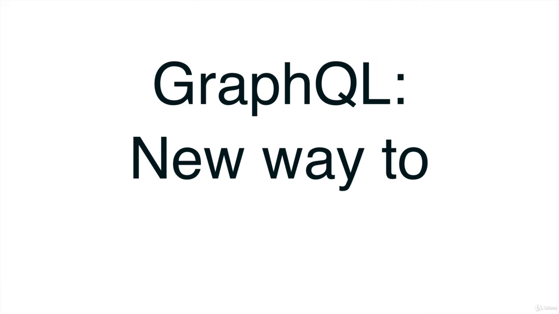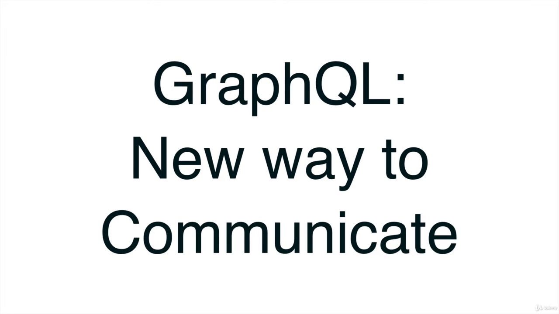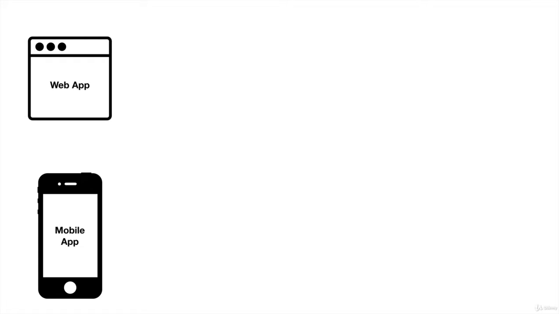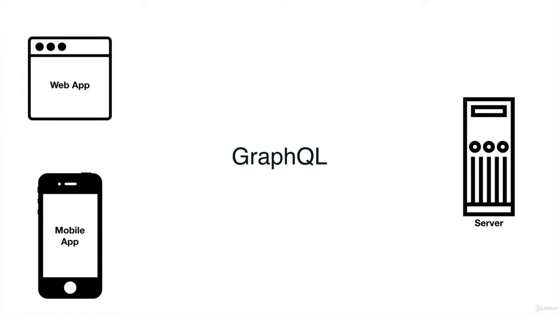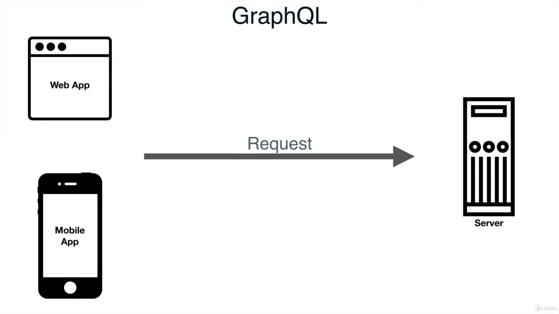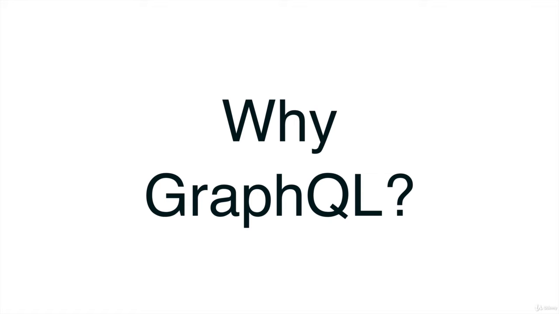GraphQL is a new and significantly improved way of communicating between computers. So for example, if you've got a web app or a mobile app that needs some data from a server, you could use GraphQL to request the exact data you need from the server. But odds are, many of you are asking the question, why should I or would I want to use GraphQL? I mean, what does GraphQL offer over the more widely used options? This is the question we'll start to look at in this video.